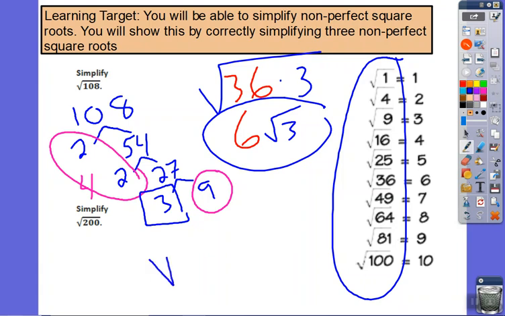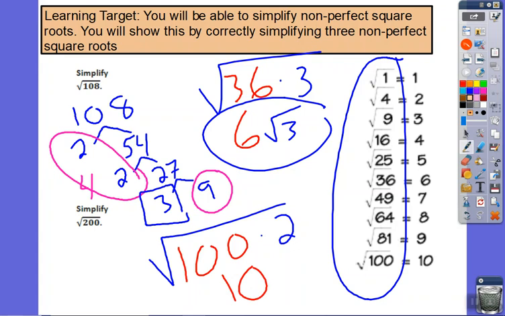Square root of 200, some of these hopefully just pop right out at you. What goes into 200? 100 times 2. So what makes 100 would be 10, and then that 2 is going to have to stay forever alone inside the square root.